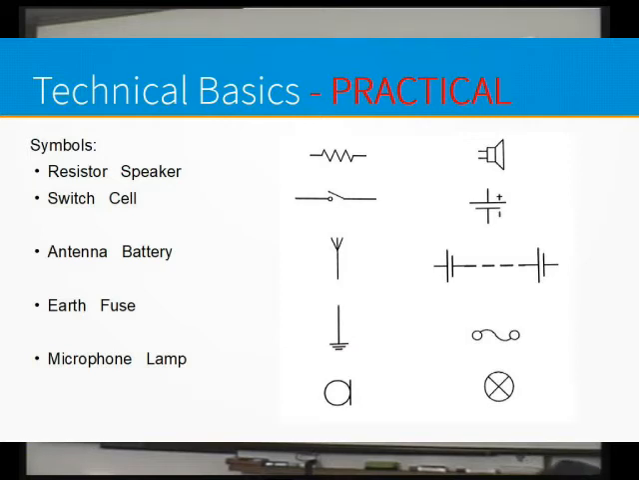So there's the wiggly line, or a square, is a resistor. We've got a switch, an antenna, an earth, a microphone. We've got a lamp, fuse, battery, a single cell. So a battery is made up of a whole bunch of cells. So that's how those two link together. And then the one at the top, which is a speaker. And we'll revise those before we go into the practical.